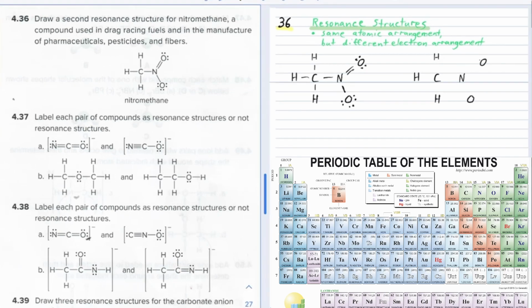Problem number 36. Draw a second resonance structure for nitromethane, a compound used in drag racing fuels and in the manufacture of pharmaceuticals, pesticides, and fibers. Here is one Lewis structure for nitromethane, and you're asked to draw a second resonance structure.